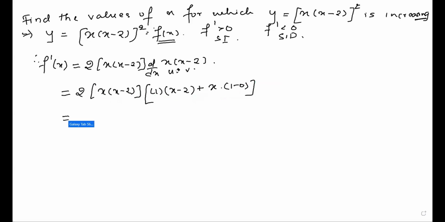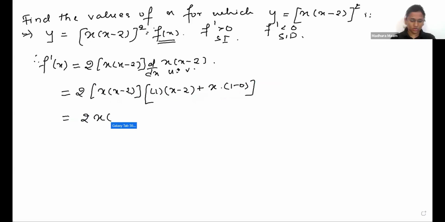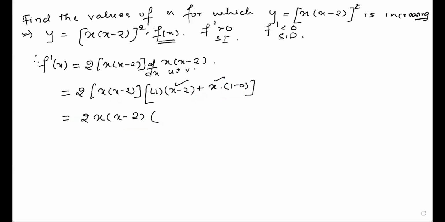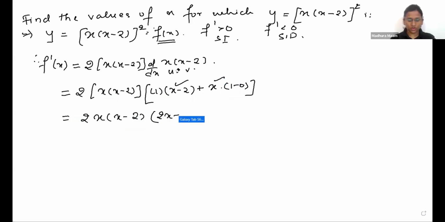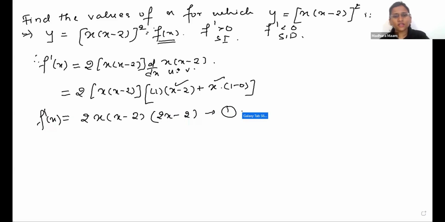So this is 2 into x minus 2 into, here x plus x becomes 2x, and minus 2 as it is. Now this is your required f dash of x. Any doubts still here for anyone? No, ma'am.